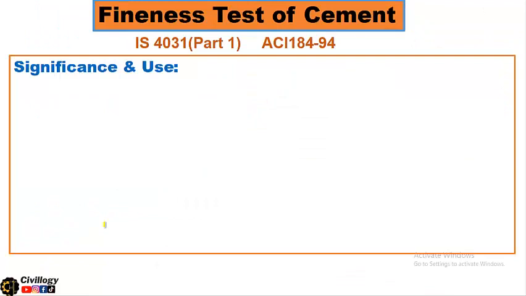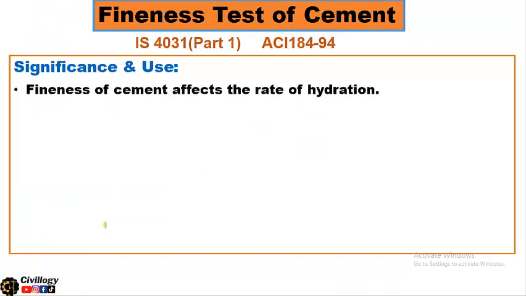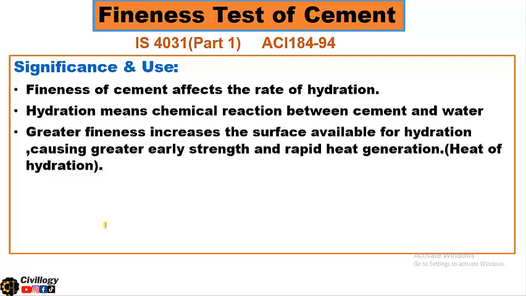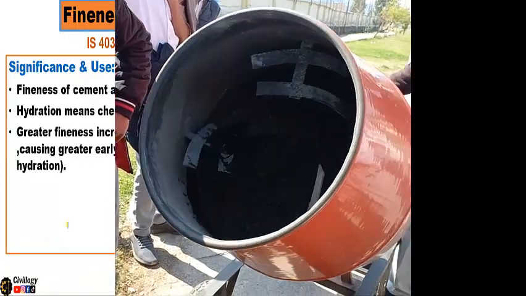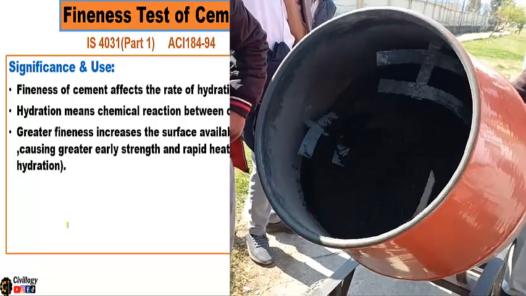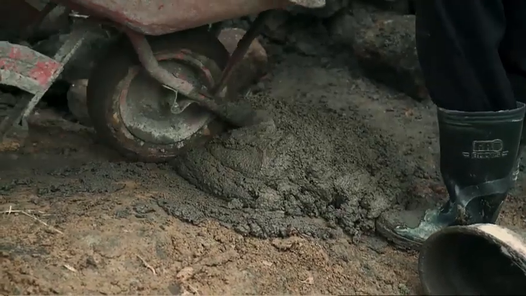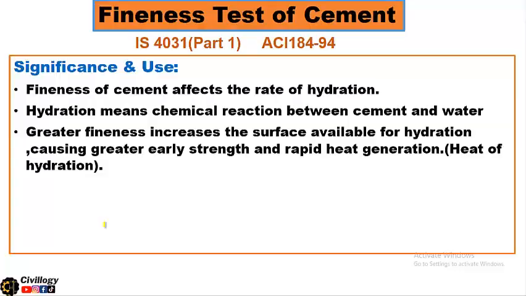First of all, what is the significance and use of this test? The fineness of cement affects the rate of hydration, and hydration means the chemical reaction between cement and water. Greater fineness increases the surface available for hydration, causing greater early strength and rapid heat generation, which is called heat of hydration. The reaction time for smaller cement particles is substantially less than that for bigger particles. A cement particle of diameter 1 micrometer will react completely in one day, but the reaction time for a particle with a diameter of 10 micrometers is around 1 month.